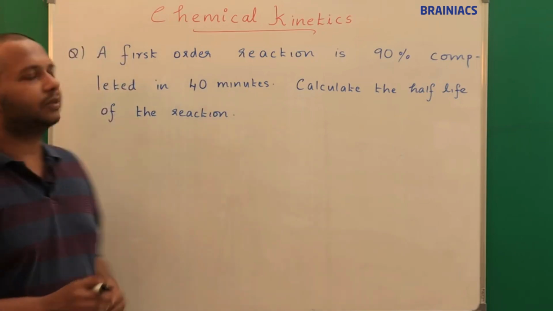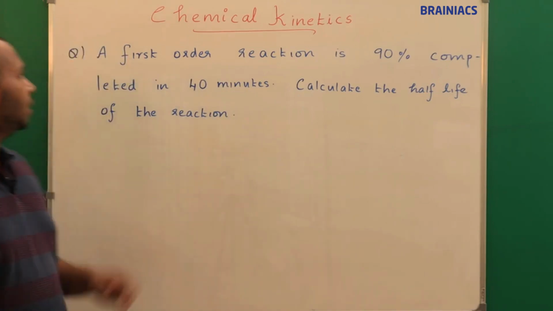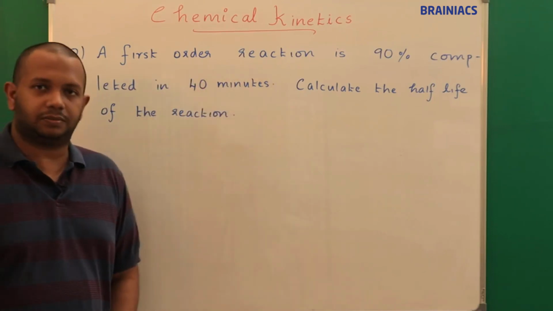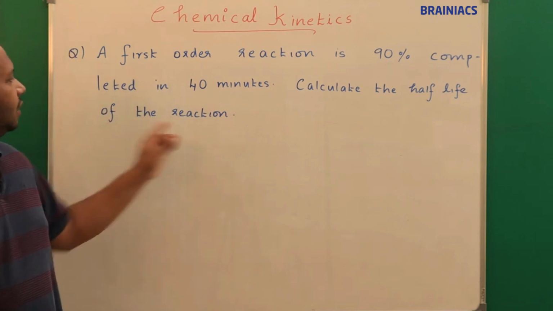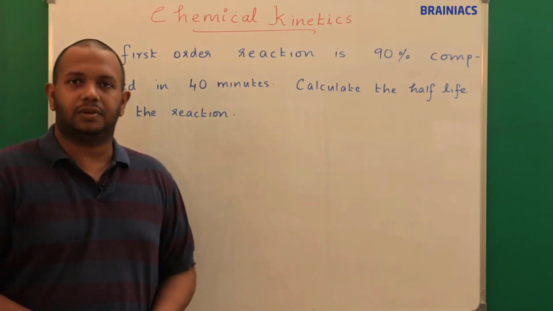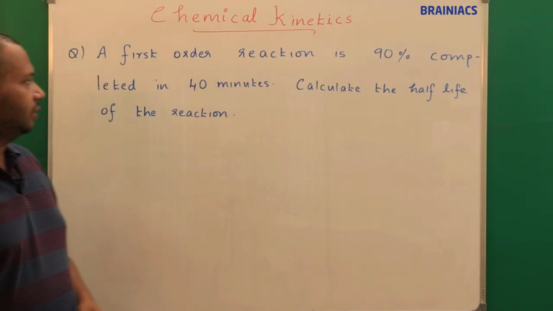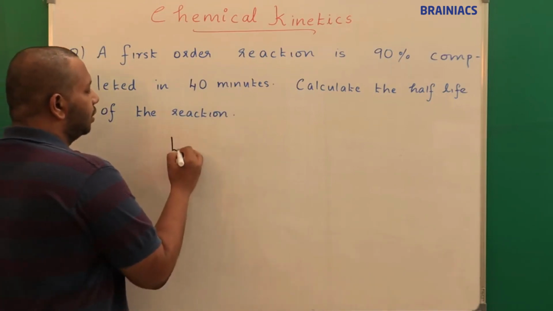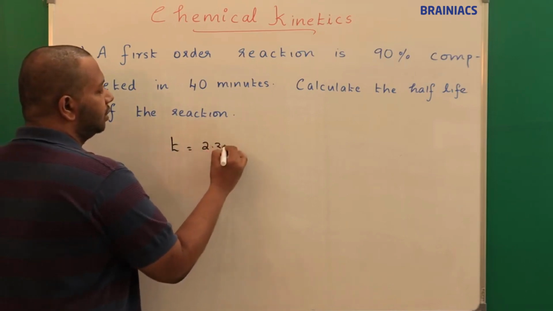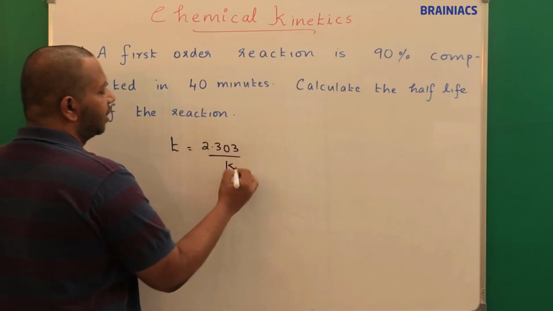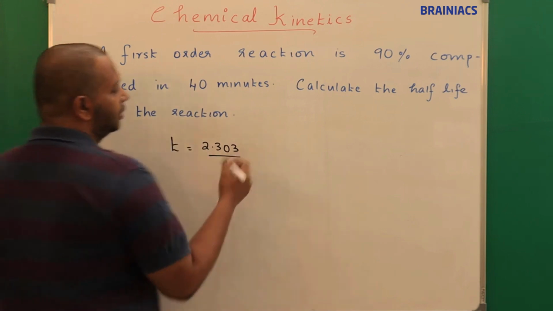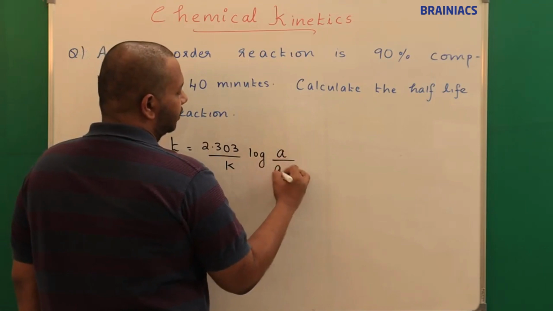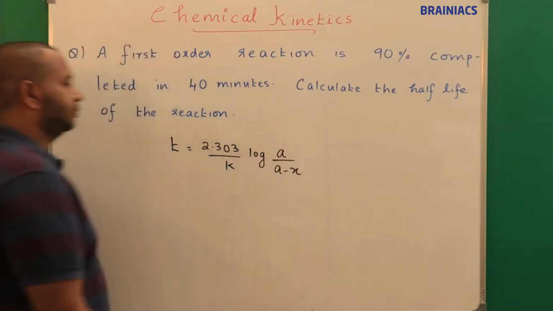I hope everybody could see the question. Please go through the question. A first order reaction is 90% completed in 40 minutes. Okay. Calculate the half-life of the reaction. So again here it's a first order reaction. So we know our fundamental equation, t is equal to 2.303 by k, either you can write k here or t here, whatever be it, log a by a minus x, correct?